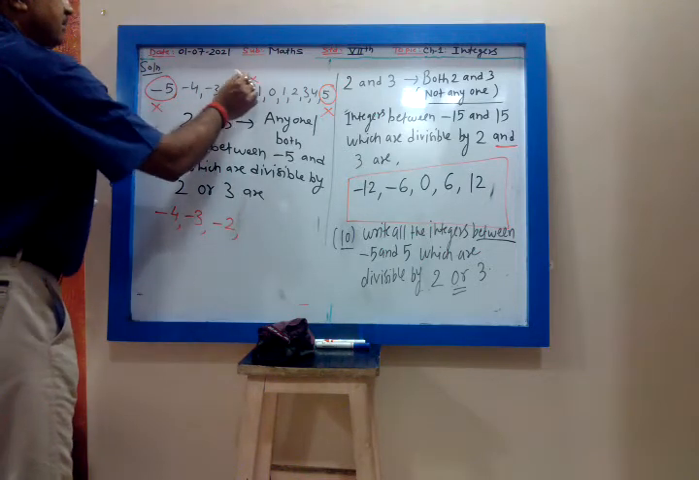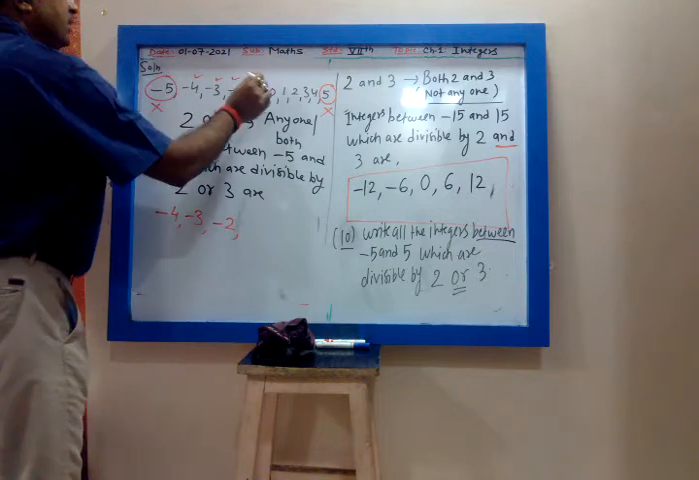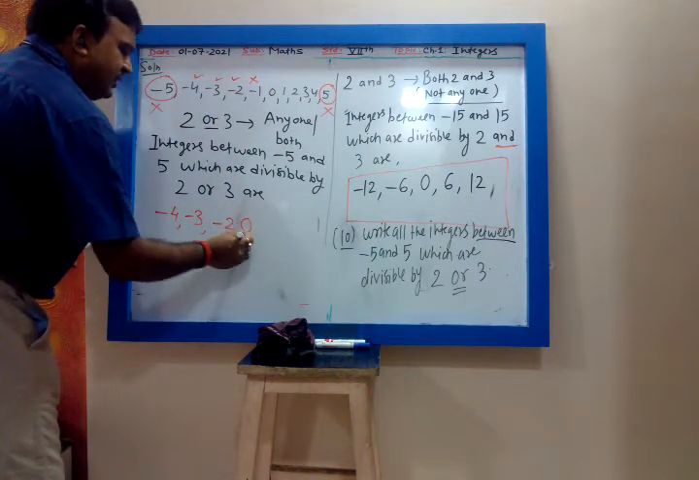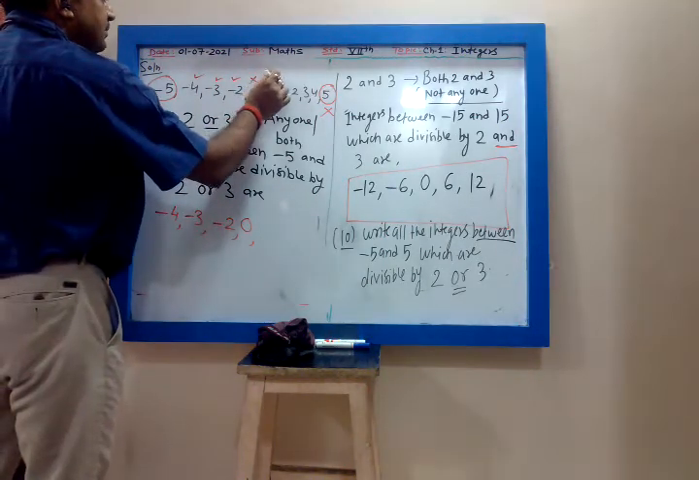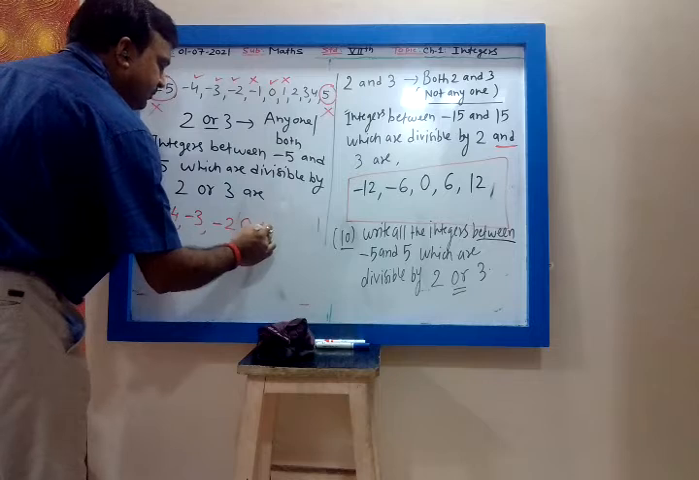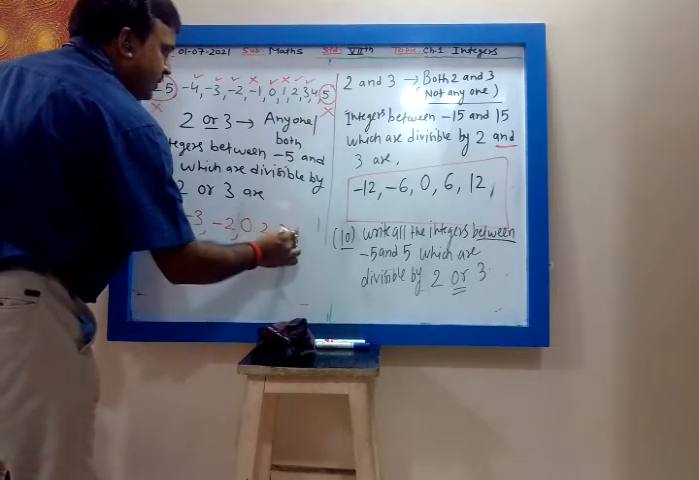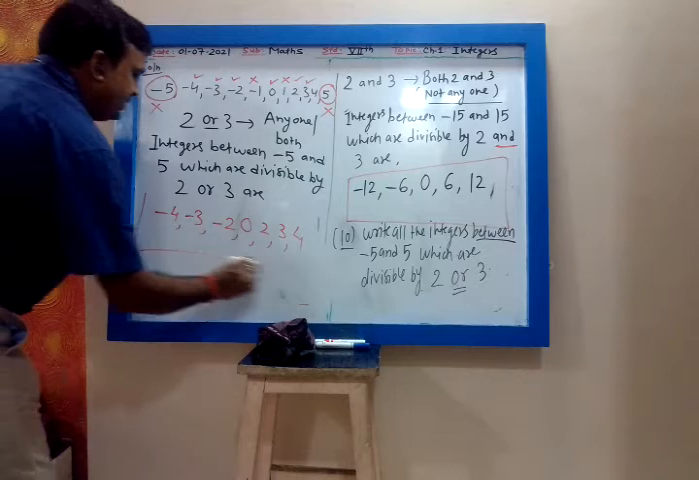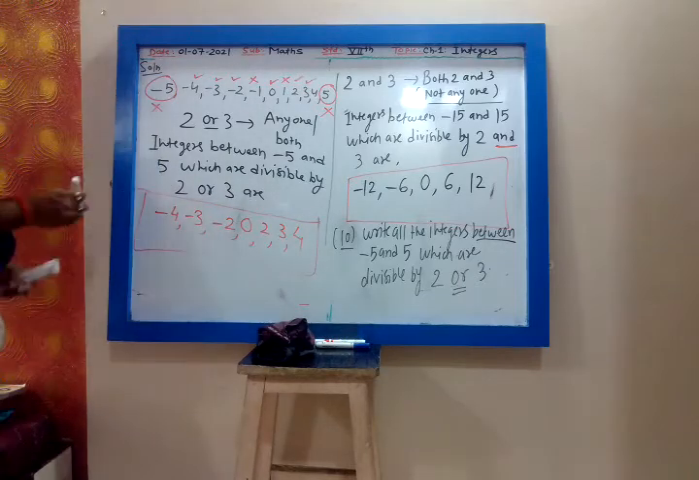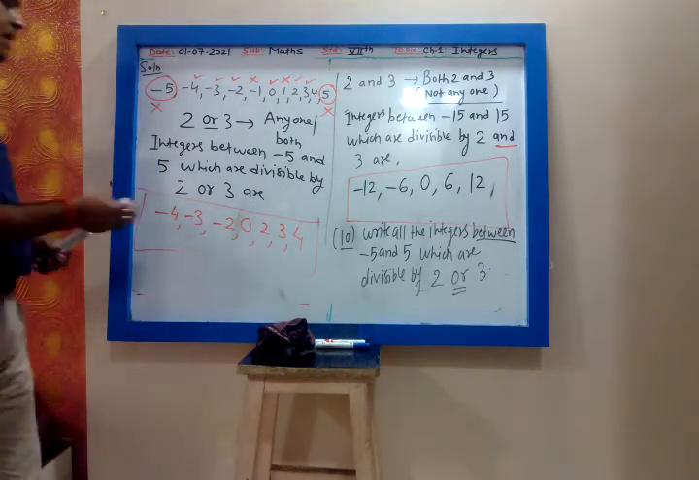Then 1 will not come. Then 0 will come. 0 you can divide by any number. Then 1 will not come. Then 2 will come. Then 3 will come. 4 will come. So these are the integers between -5 and +5 which are divisible by 2 or 3.